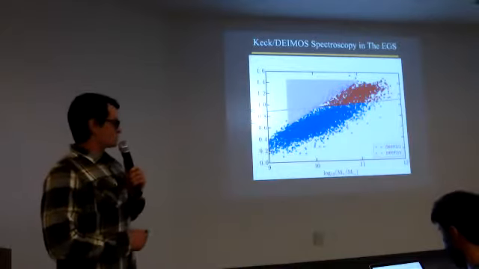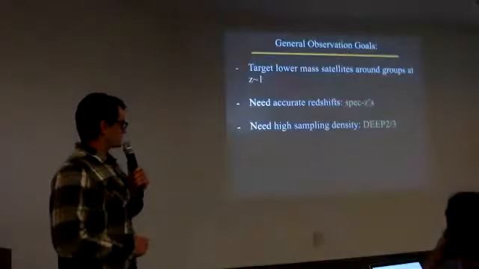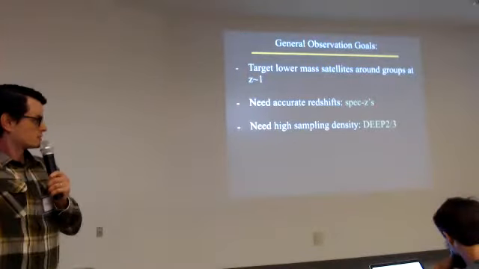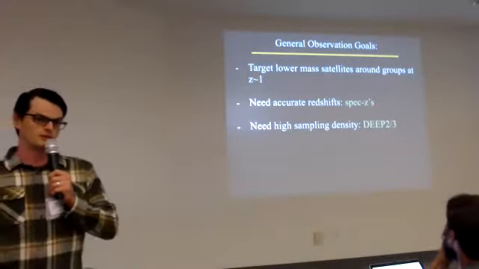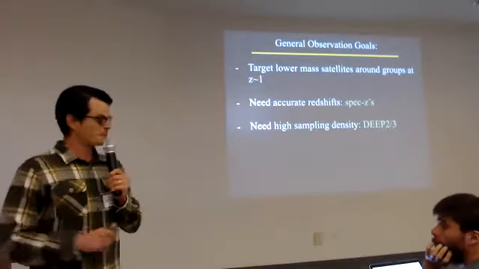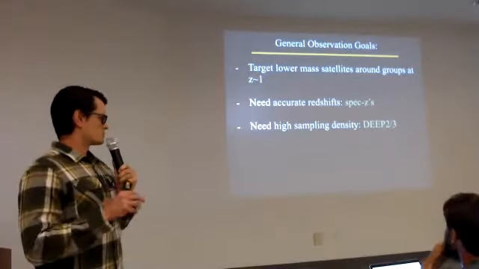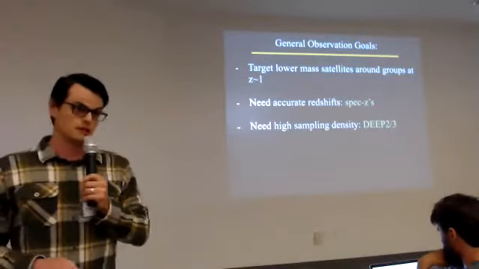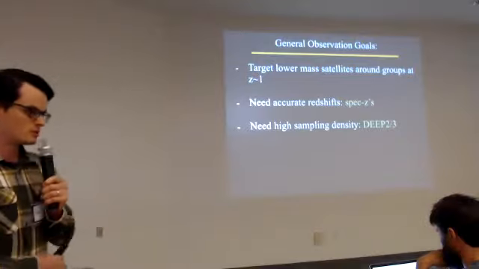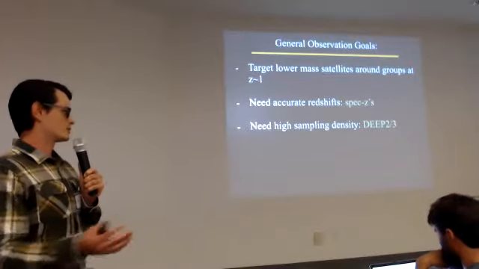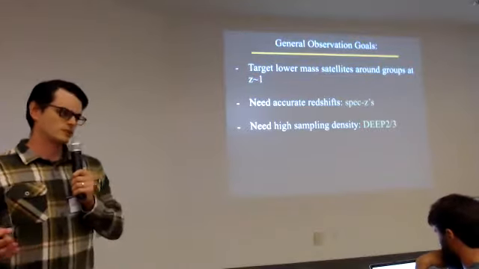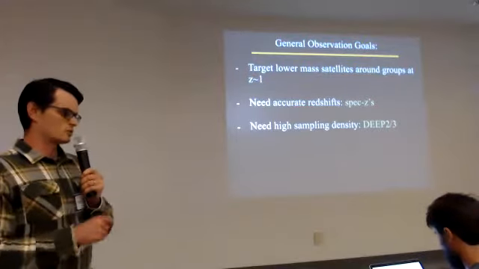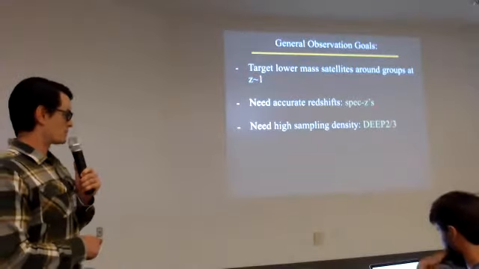In an effort to understand this, we're targeting low mass satellites around groups at roughly redshift 1. We specifically need accurate redshifts in order to assign cluster membership. Then once we have cluster membership, we also need a high sampling density so that we can understand our incompleteness. But once we have cluster membership, there's a plethora of data in most of these legacy fields, so we can then use this cluster membership to understand quenching as a function of environment.